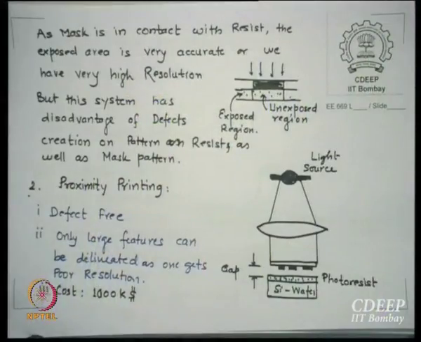It is 1000 kilo, okay, from 400 it is now 1000, that is $1 million for a normal proximity printer. In our lab, if you have an MJB, some old SUSS kind of company's aligner, in those days it used to cost 4 lakhs of rupees. Now such mask aligners are not even available, okay. But at that time my patterns were 5 microns, so it was perfect, everything went well, okay.